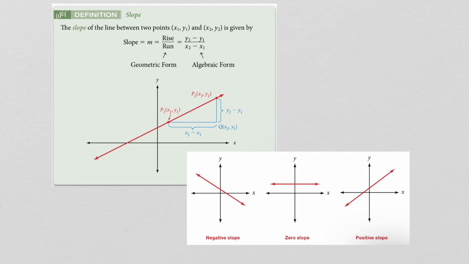Now, as a more general classification, if you have a line which is sloping downward, so as you look at the graph from left to right, you can see the line is moving downward. This will have a negative slope. Any line that is flat will have zero slope, or we can say the slope equals 0. And any line that is rising will have a positive slope.